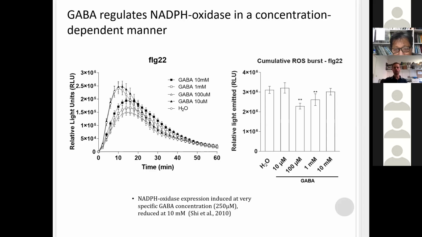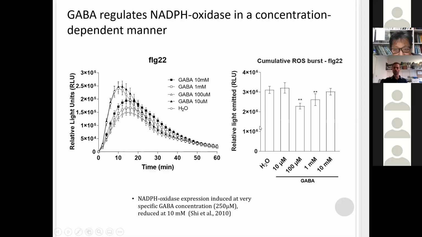So the first one, when we exposed the leaf discs to flagellin 22, we found that, so this line over here is the control treatment, and the lowest concentration of GABA had no effect on the ROS burst peak, but the higher concentrations from 100 micromolar upwards induced a much lower ROS burst peak compared to the controls.